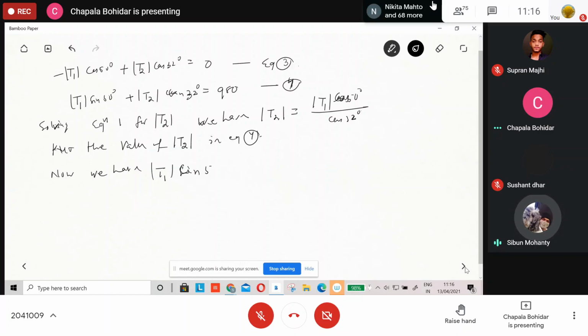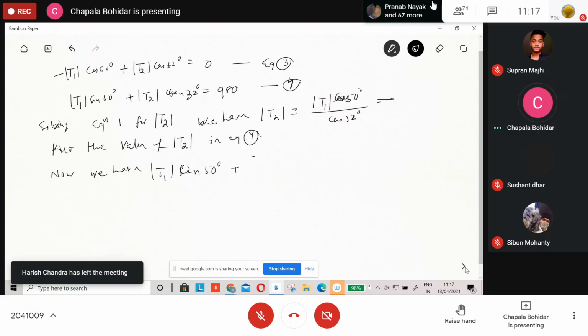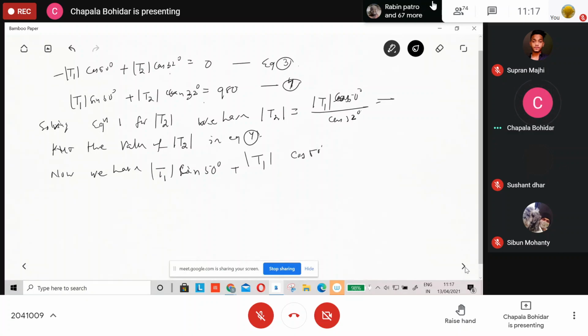Then, ma'am, it is equation 3. Solving equation 3, we get this value, and we put this value in equation 4. I'm writing the T2 value now. It is sin 50 degree plus the T2 value, which is T1 cos 50 degree divided by cos 32 degree into sin 32 degree.